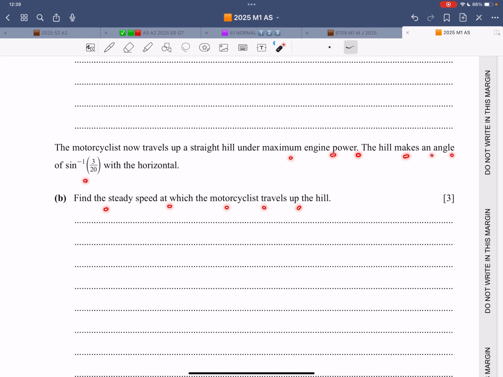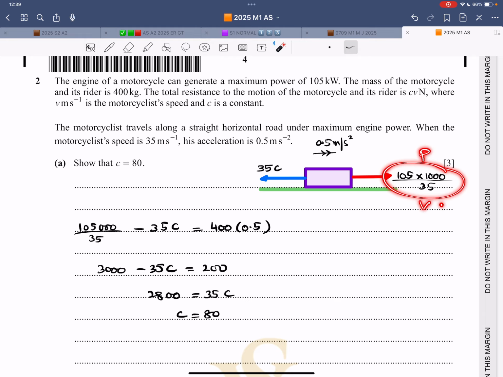Forward force, that is power over velocity or speed at that instant. The resistive force, that is 35C, because the speed is 35. That's used over here, that's used over here. Let me just highlight this. So this 35 is used here, 35 is used over here, that is this V. And the acceleration is 0.5 meter per second square.